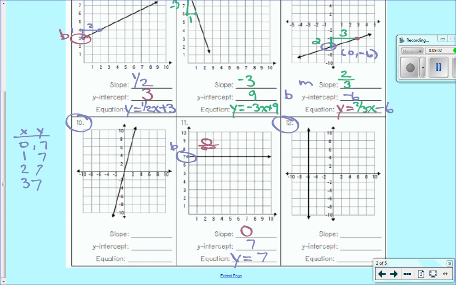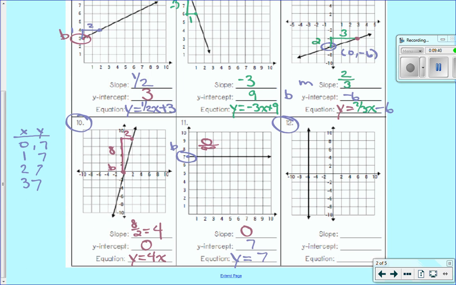All right, number 10. Our y-intercept is? 0. Good. Our slope? 4. So we rose 2, 4, 6, 8, and run 2. Good. 8 divided by 2 is 4. And your equation is? y equals 4x plus 0. And you can just leave it like that. Plus 0 is not needed. We're good? And that's fine. Just like that, okay? And you'll see it like that.